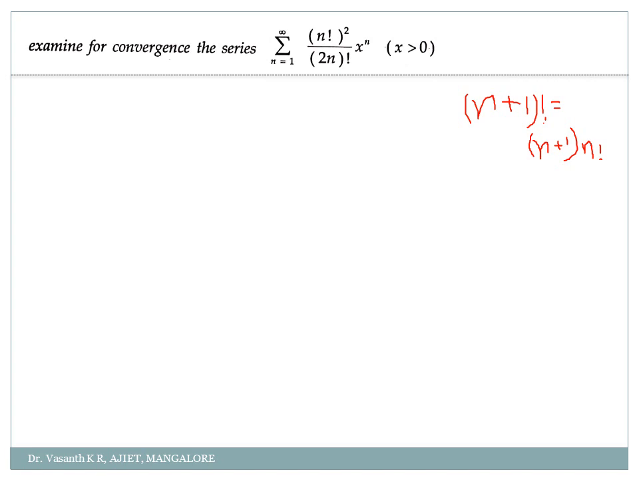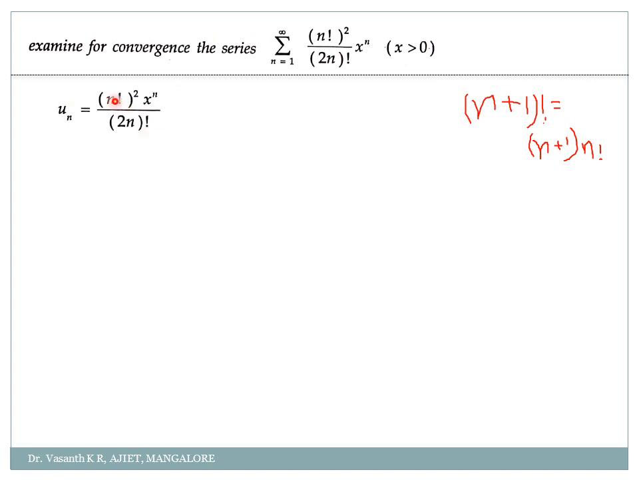Okay. Next problem. Examine for the convergence of the series summation n equal to 1 to infinity n factorial the whole square divided by 2n factorial into x power n. Okay. So have they given you the nth term directly? Yes. Can I apply my Cauchy's root test here? Not possible. I'll get 2 by n here, and here also 2n factorial to the power 1 by n, not possible. Always better to go for D'Alembert ratio test.